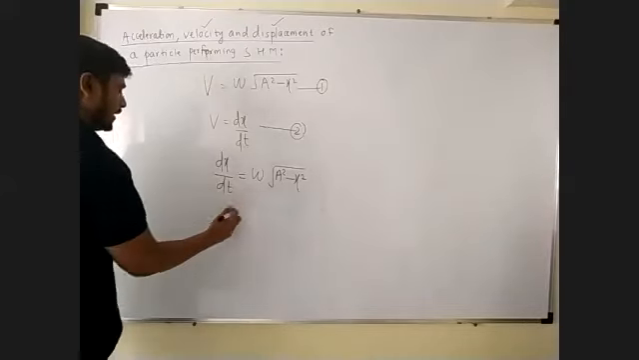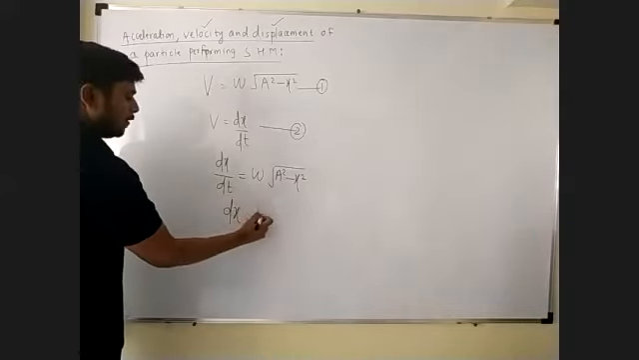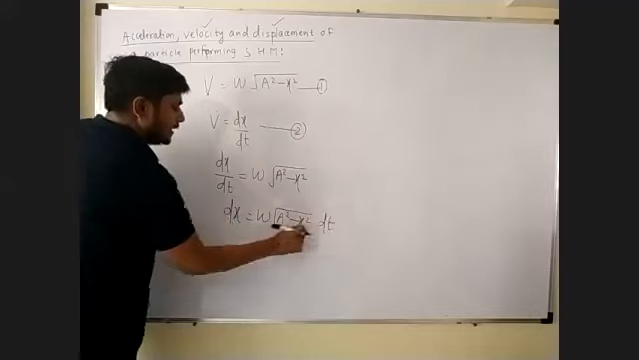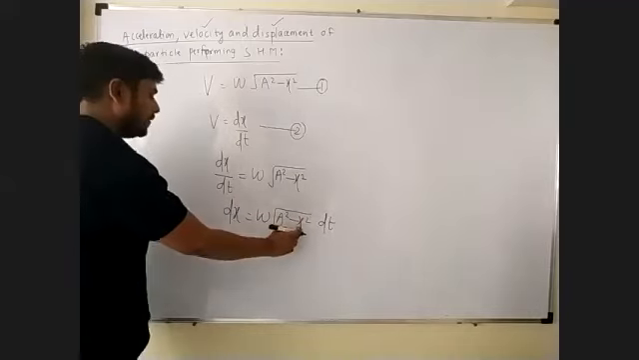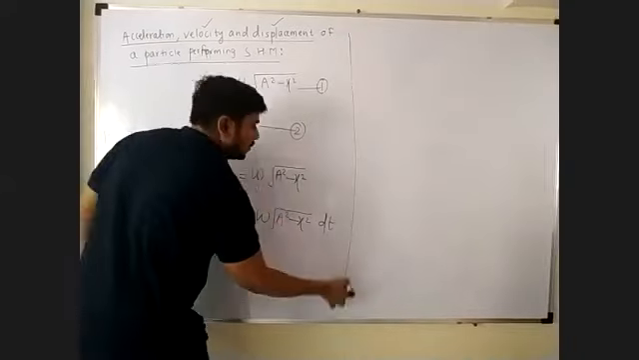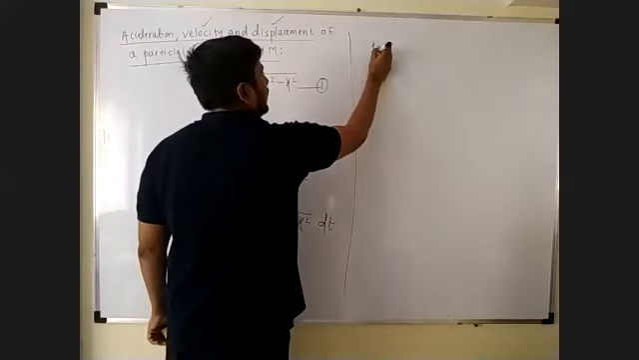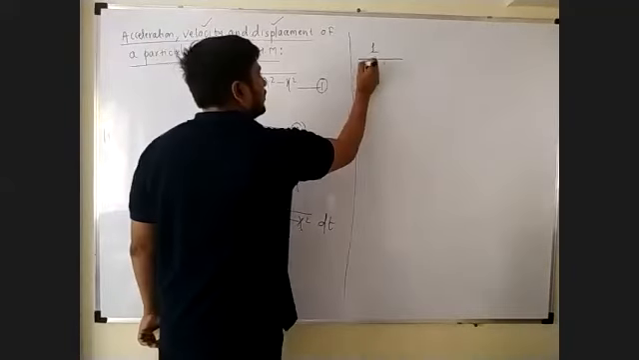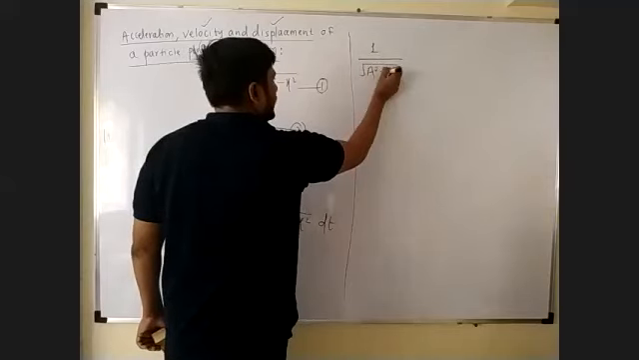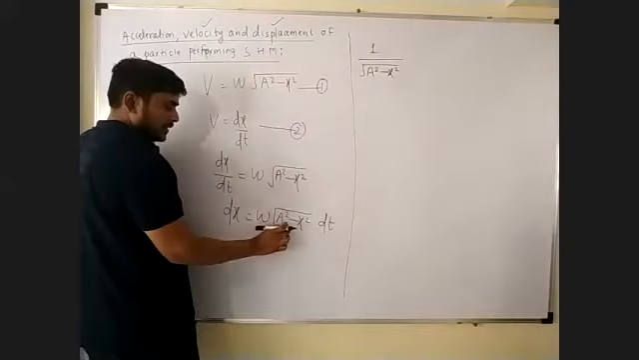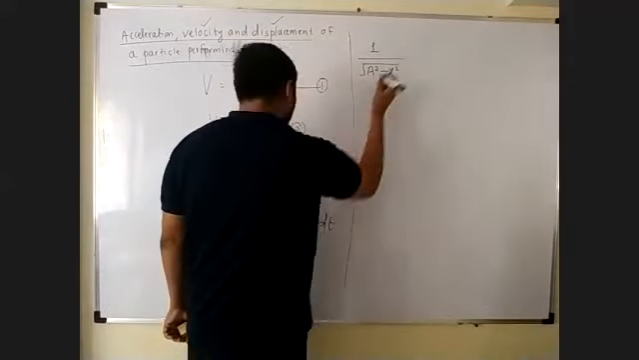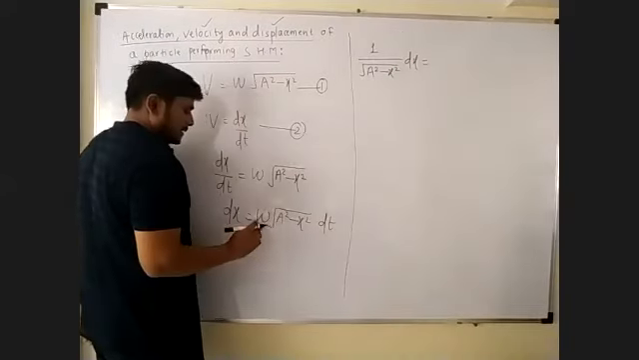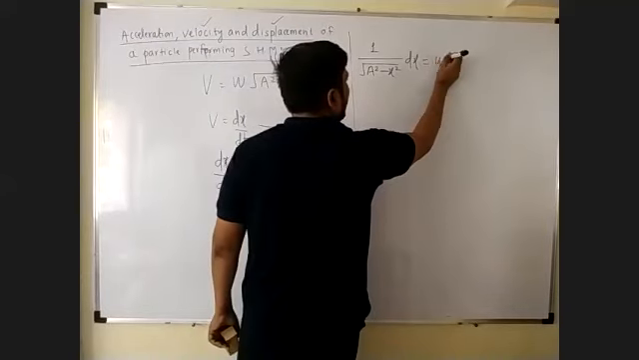Take dt to that side. Now dx will be equal to omega square root of a square minus x square into dt. Take this square root to this side, because here we have x, here we have x, right? So what exactly we will get? 1 upon square root of a square minus x square, because this whole square root will go to the denominator, into dx will remain. dx upon square root of a square minus x square is equal to omega dt.